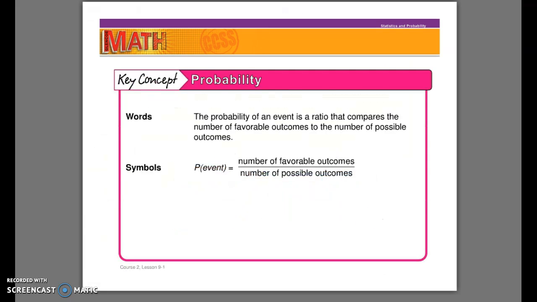All right, so now we're going to talk about actually calculating probability of events. You are going to need a scratch piece of paper. So grab a scratch piece of paper.